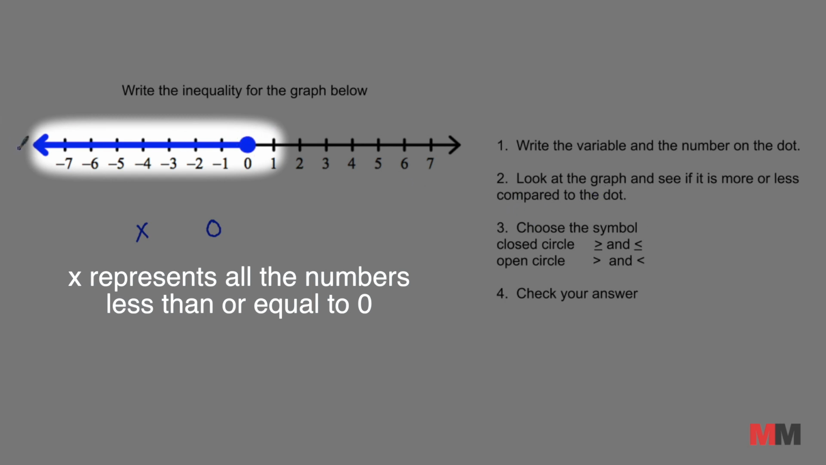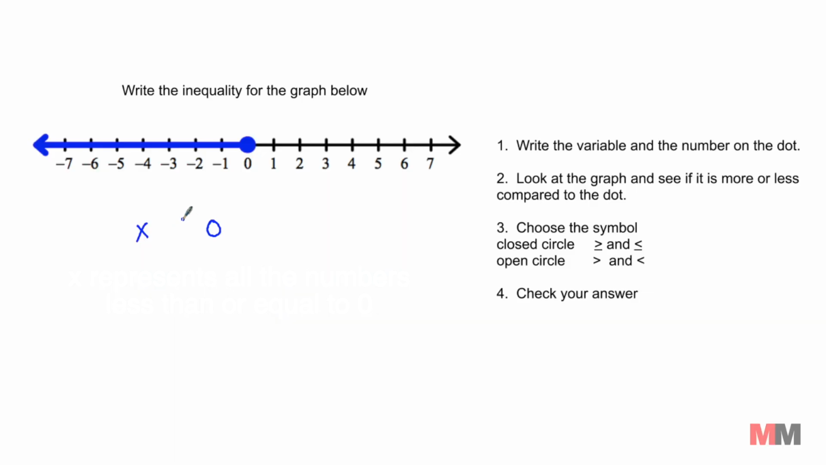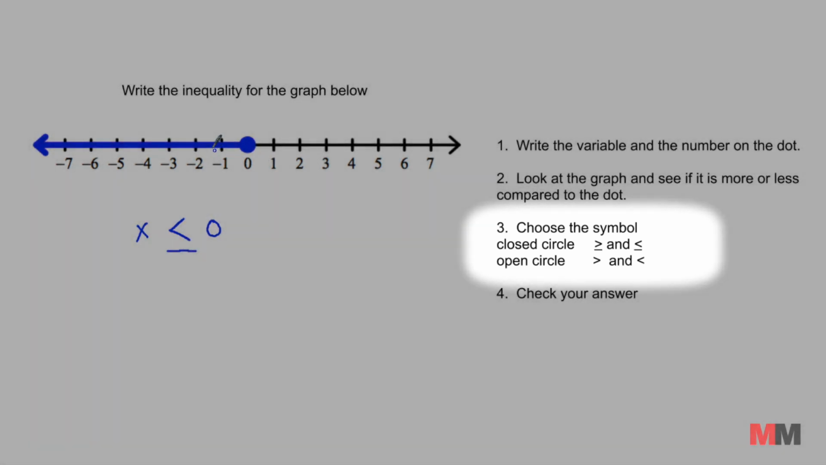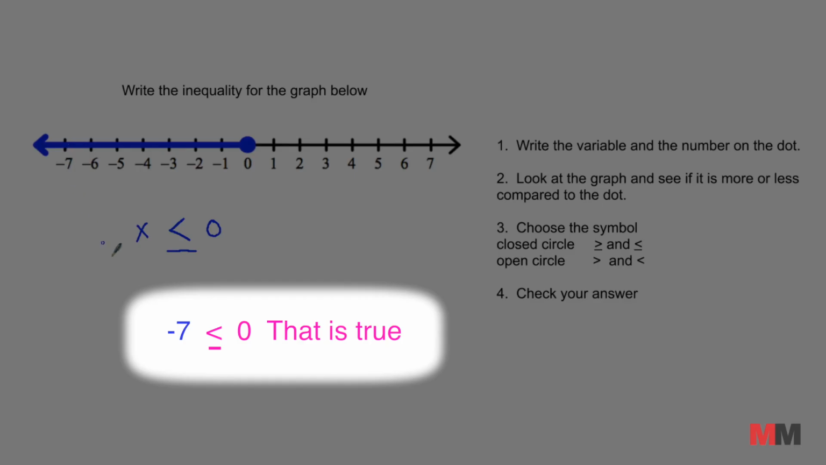So the word less than is going to be this symbol. That is a closed circle though. So you gotta make sure, step 3, that you include that equal sign there. And then check your answer once again. Plug in any of these, let's say -7. If that makes sense, you wrote the right inequality.